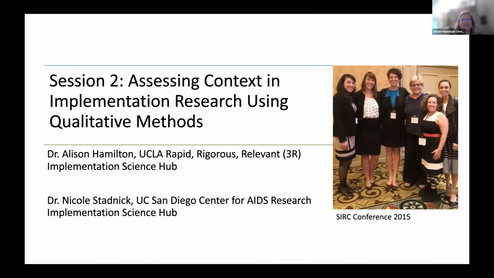So it feels great to be able to connect in this way, bring our hubs together, and do this session together on assessing context and implementation research using qualitative methods.